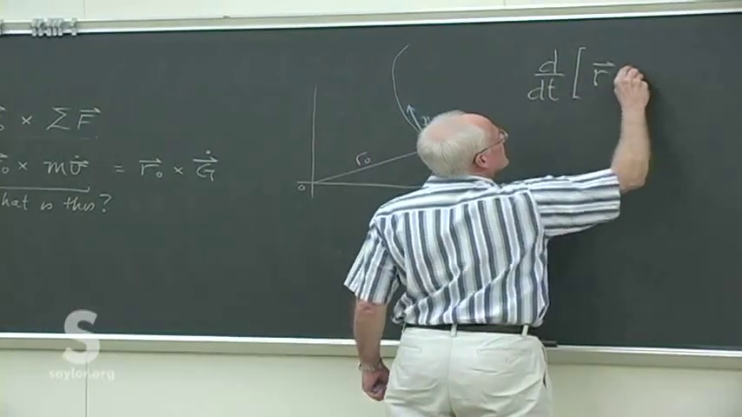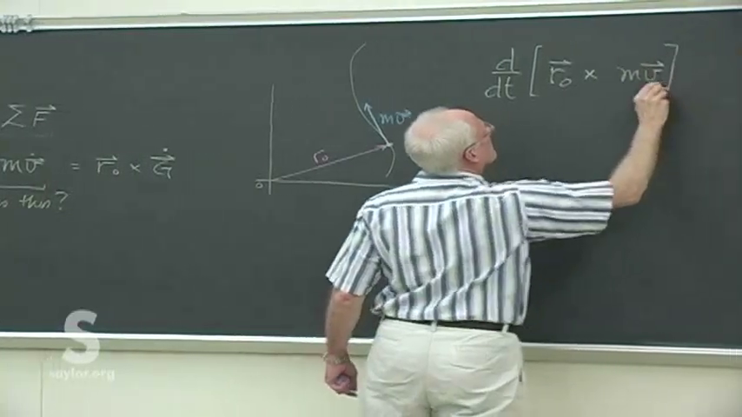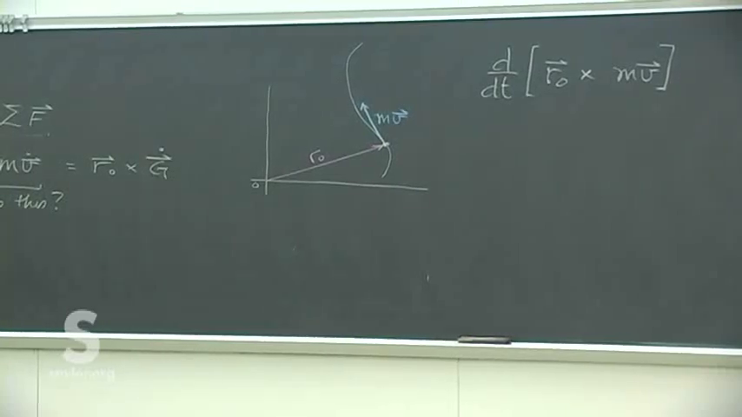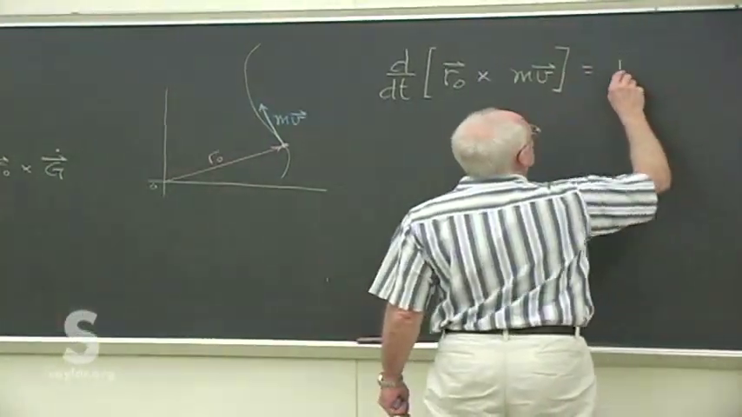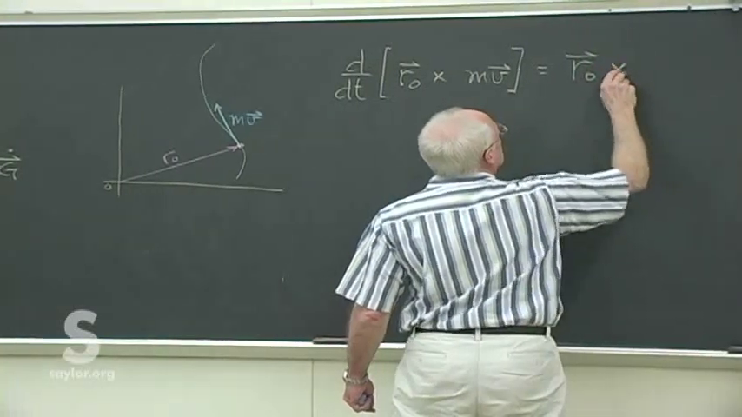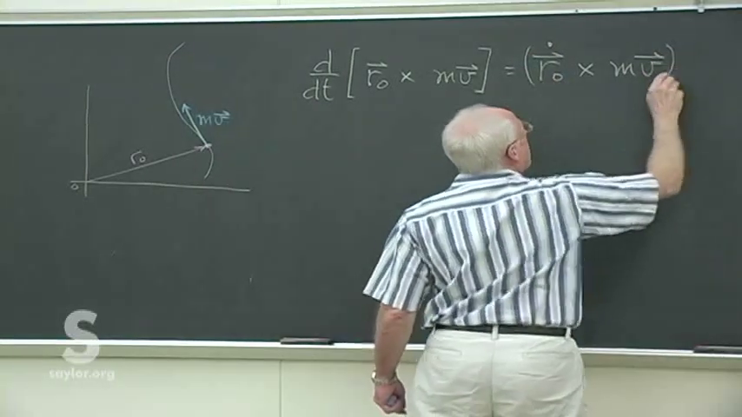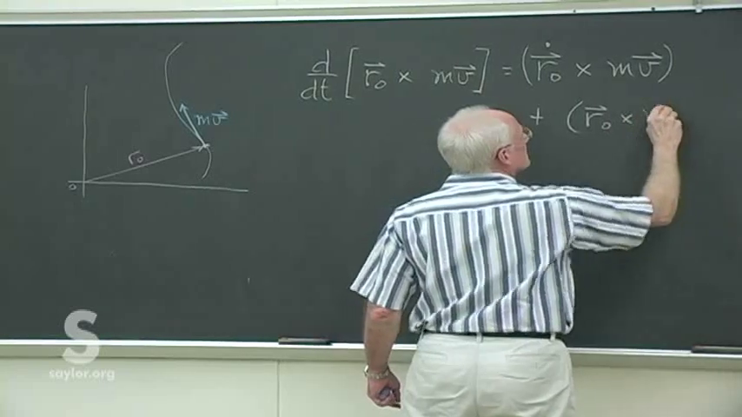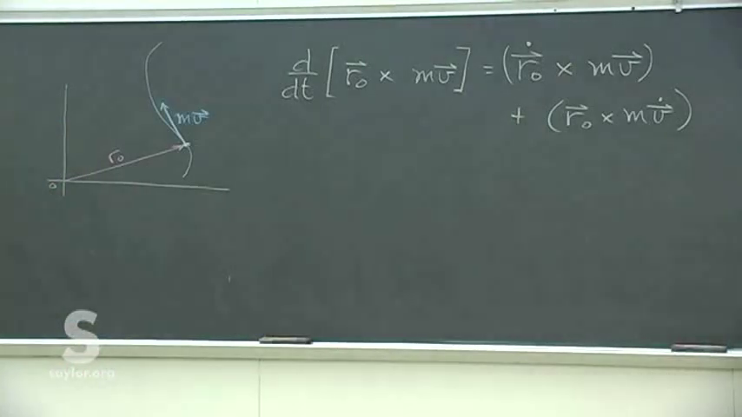So if we take the time rate of change of r cross mv, that's going to require, I think it's the product rule. So we'll have r dot cross mv plus r cross m v dot, using the product rule. Look about right?